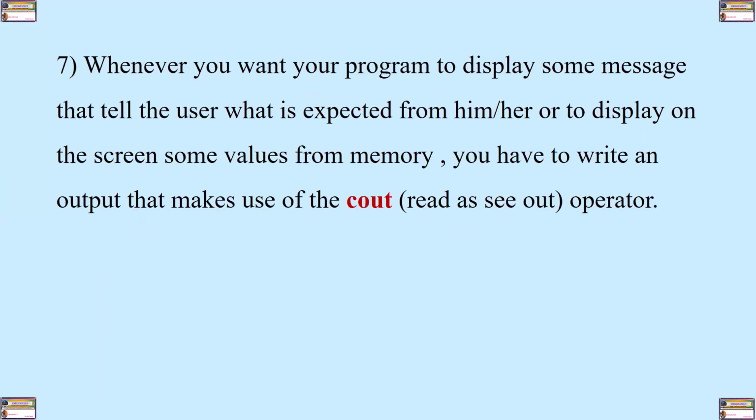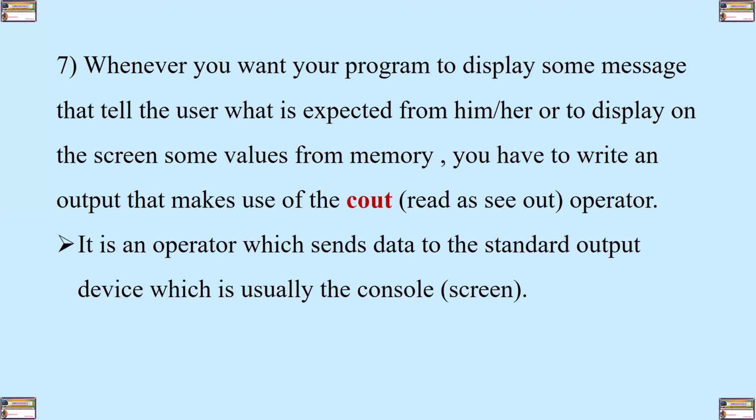Number 7, whenever you want your program to display some message that tells the user what is expected from him or her, or to display on the screen some values from memory, you have to write an output that makes use of the cout operator. This function is read as cout. What is cout? Cout is an operator which sends data to the standard output device, which is usually the console or the screen.